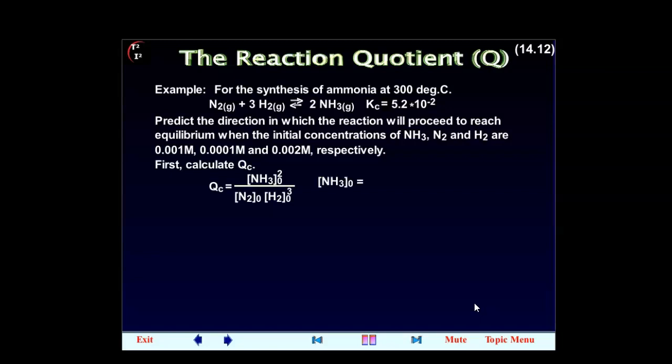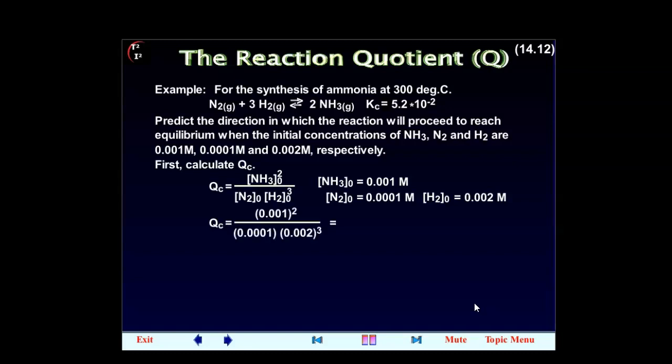Initial concentration of NH3 is equal to 0.001 molar. Initial concentration of N2 is equal to 0.0001 molar. Initial concentration of H2 is equal to 0.002 molar. Q sub C is equal to 1.25 times 10 to the power 6. K sub C is equal to 5.2 times 10 to the negative 2. Thus, Q sub C is greater than K sub C.